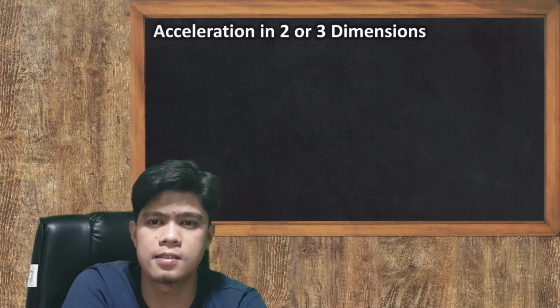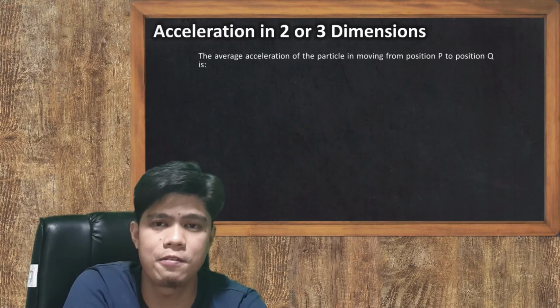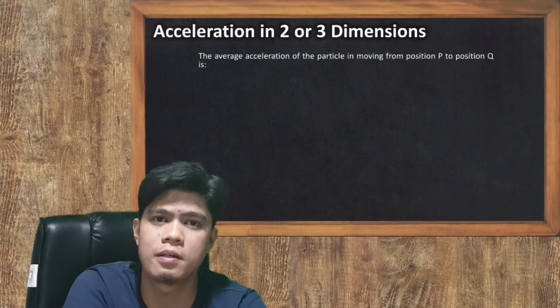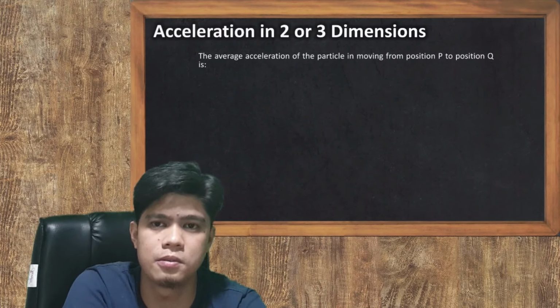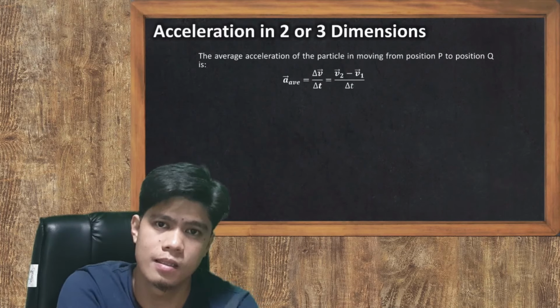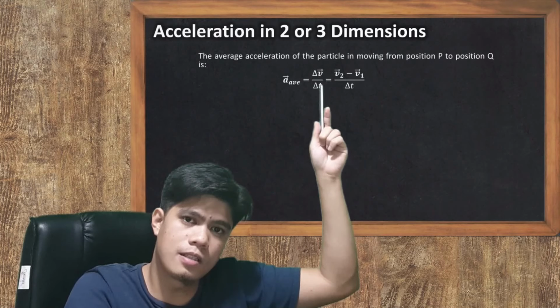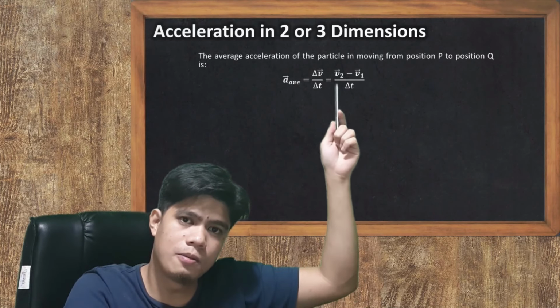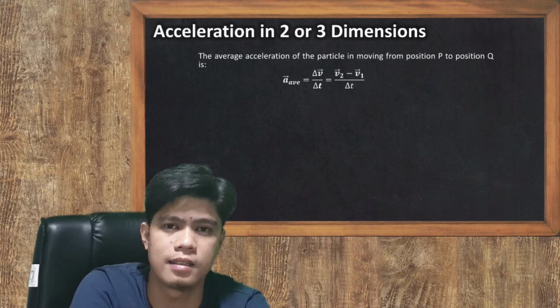Now let's go to the acceleration in 2 or 3 dimensions. Remember, acceleration occurs when there is a change in velocity. In rectilinear motion, our average acceleration is equal to the change in velocity over the time interval. Now in 2 or 3 dimensions, the average acceleration of the particle moving from point P to point Q is equal to the change in velocity over change in time, or v2 minus v1 over delta t.